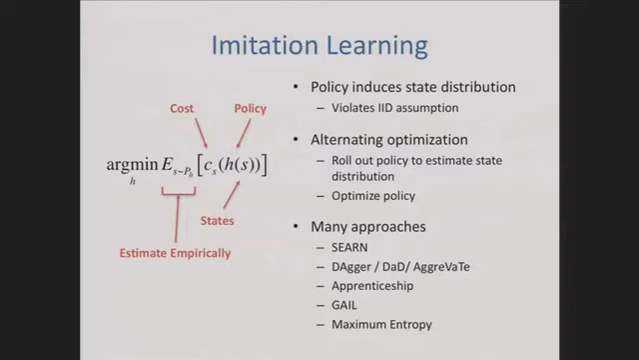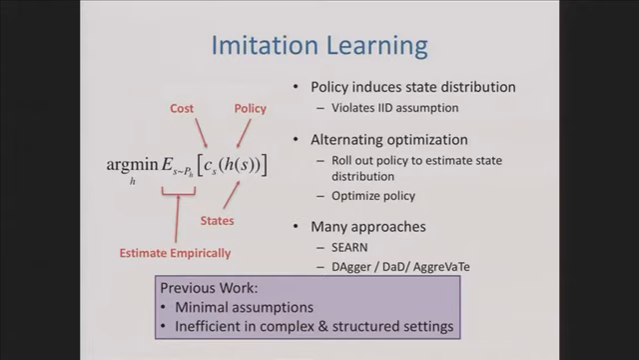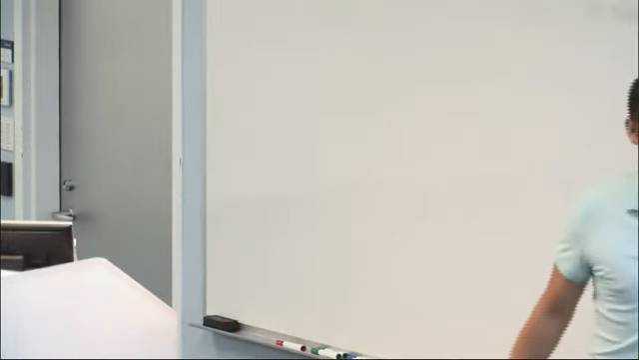And there have been numerous approaches proposed over the last several years in solving these problems: CERN, Dagger, and its derivatives, various apprenticeship learning approaches, generative adversarial imitation learning, and then methods based on maximum entropy. And the thing that I want to highlight in this slide is that these previous approaches typically try to make as minimal assumptions as possible, and therefore can be highly inefficient in complex and structured settings, which is the focus of this talk. And so the work that I'll be presenting today is in large part composable with many of these imitation learning approaches. You can think of it as operating at a different level of abstraction. And so hopefully by combining the two, we can get more efficient learning algorithms. But I won't go into detail about these learning approaches, but I'm happy to provide references if there's interest.